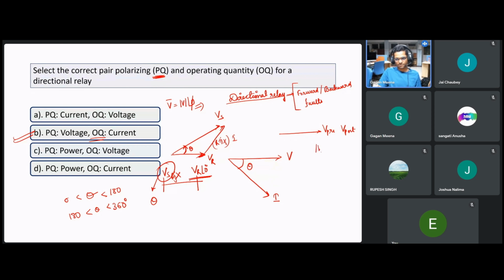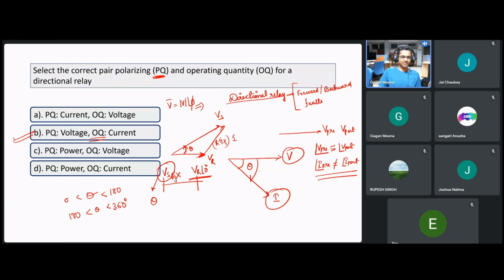So this angle of V pre is almost equal to the angle of V post. But the angle of I pre is not equal to I post. That we have to calculate.